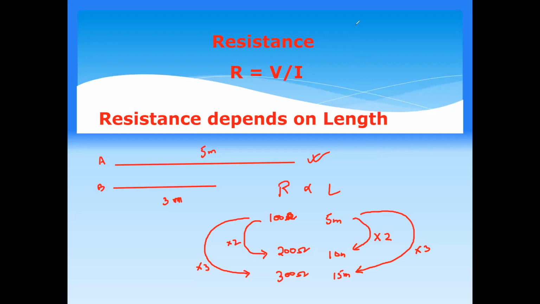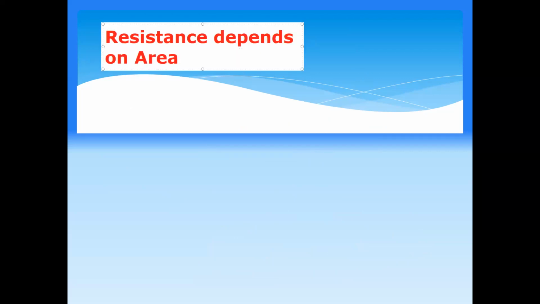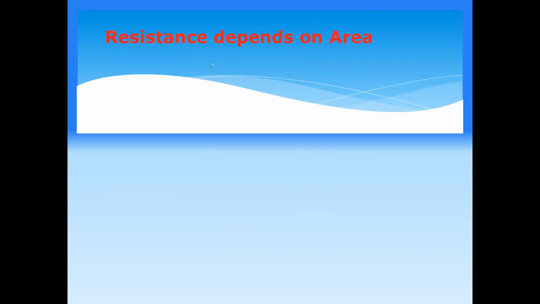The second factor on which the resistance depends is the cross-sectional area, or we also just say area. Resistance is inversely proportional to area. What does it mean? If we have a thinner wire, it has more resistance than a thicker wire.